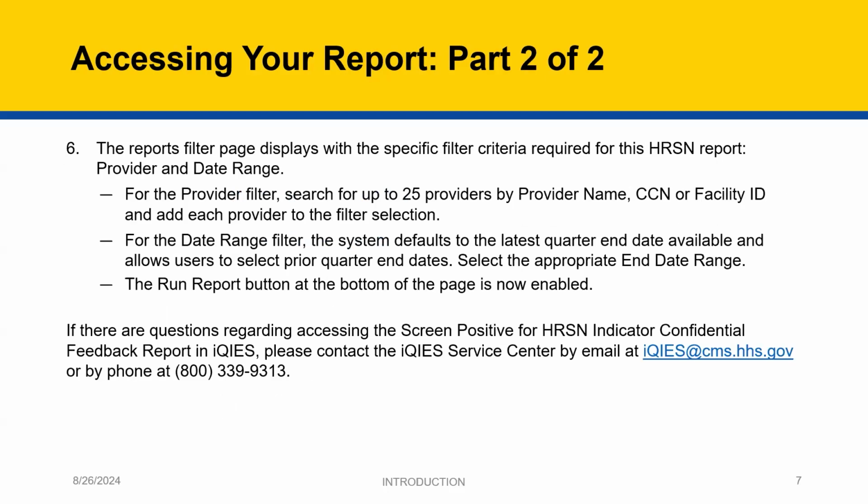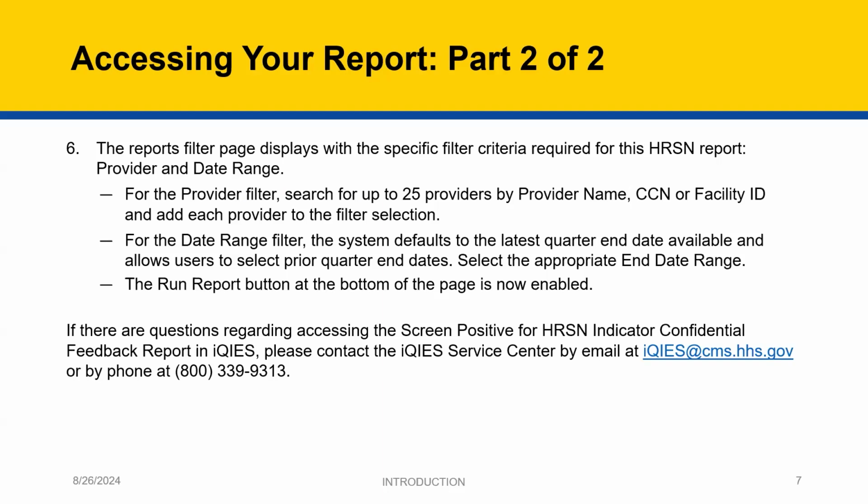The reports filter page will first appear, and you will be required to enter 2 filter criteria to generate the report: provider and date range. For the provider filter, you may search for up to 25 providers by provider name, CCN, or facility ID, and then add each provider to the filter section.